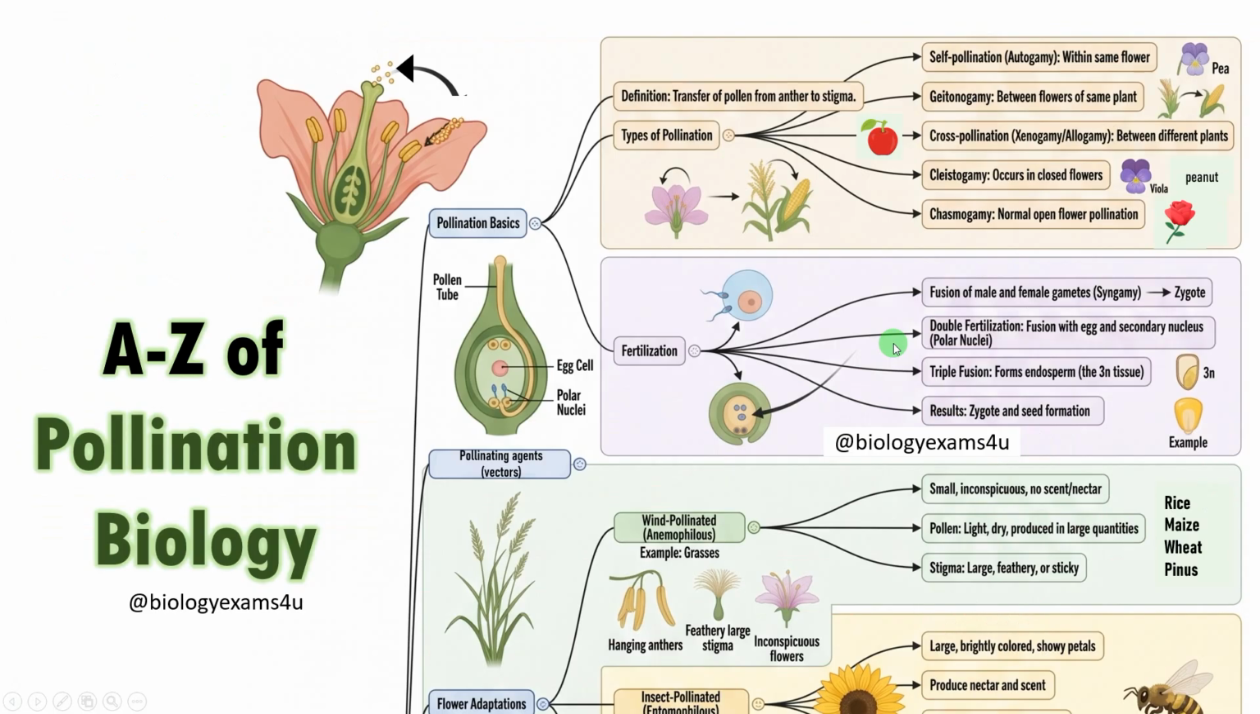So we have started from pollination basics. We have discussed pollinating agents and adaptations of flowers, followed by different types of pollinating agents, then advantages of cross-fertilization and selfing, and finally challenges and importance.